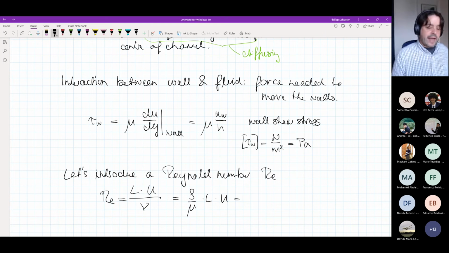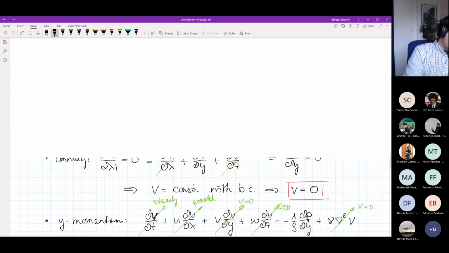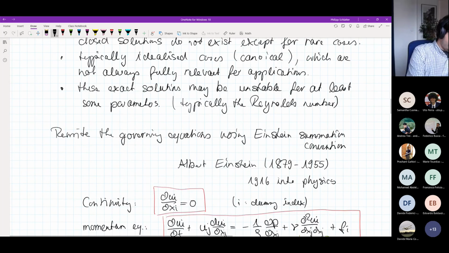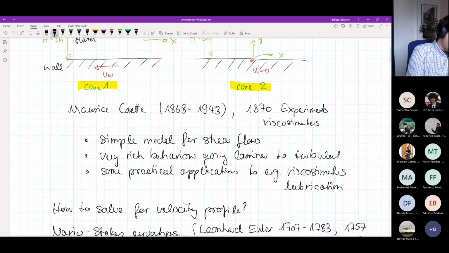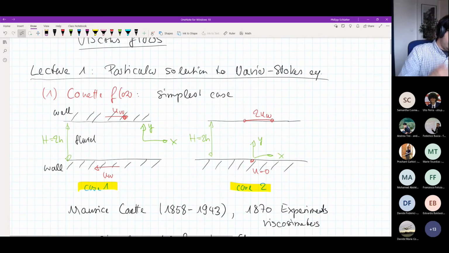Now this L and this U are to be considered characteristic length and velocity scales for the problem at hand. And in our case of Couette, what could be relevant velocity and length scales? Well, let's just go to the sketch again, because it becomes actually quite easy to see. What are relevant velocity and length scales?